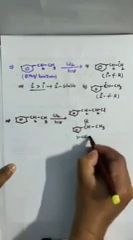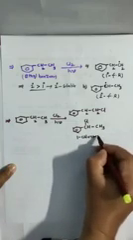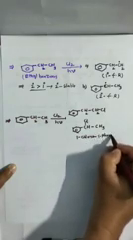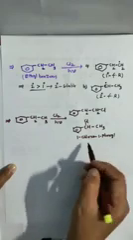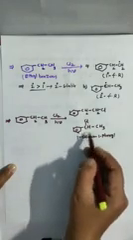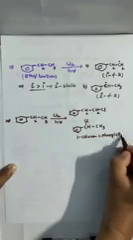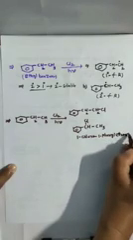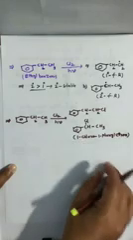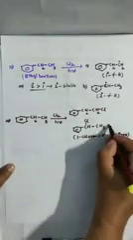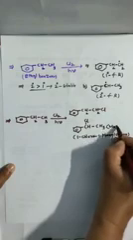1-chloro, 1-phenyl, 1-chloro, 1-phenyl ethane. These two carbons, ethane. Clear? This is the product we got. This is the major product.